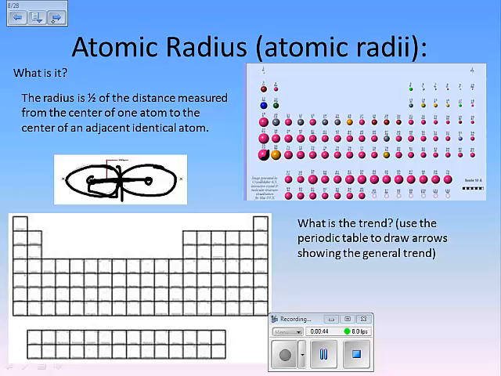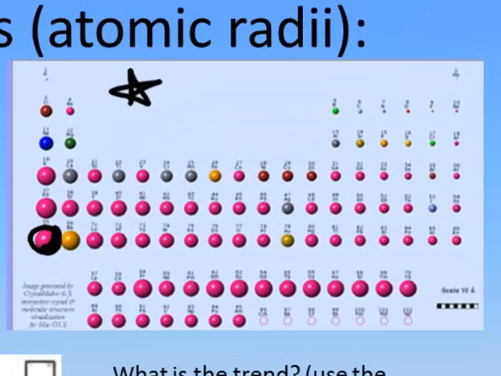So what's the trend? How do you know which element is larger or smaller than another element? Well, the first thing you can do is memorize this chart. I would recommend it. If you look at the trend, it's really big down here in the bottom, and it's really small up here at the top. It's really big on the left and really small on the right. And that's the trend I want you to know. You can look at it just like that.